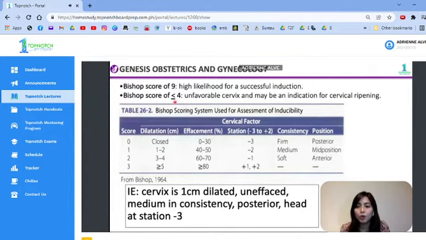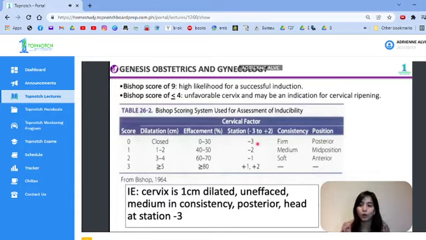So again, 4 or below, you do cervical ripening first. So sa patient natin, anong Bishop score niya? Cervix is 1 centimeter dilated, so Bishop score of 1. She is uneffaced, so 0%, so score of 0. Medium consistency, so that's a score of 1. Tapos posteriorly placed 'yung cervix niya, so score of 0. Head at station minus 3, 0. So you have a Bishop score of 2. So therefore, 'yung patient natin, si OB, we have to do cervical ripening first.